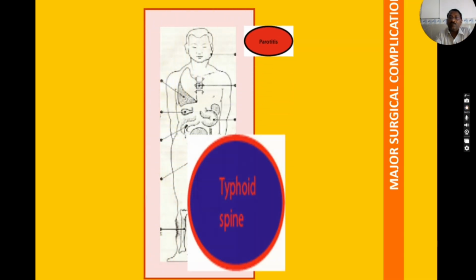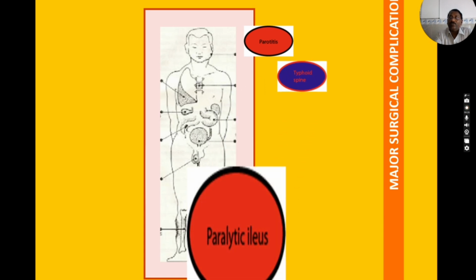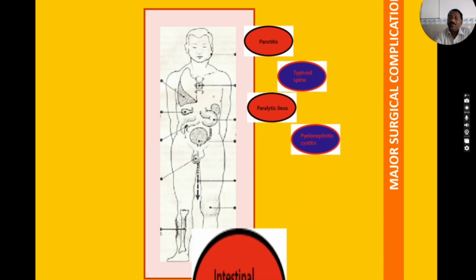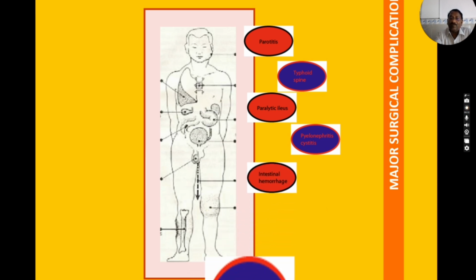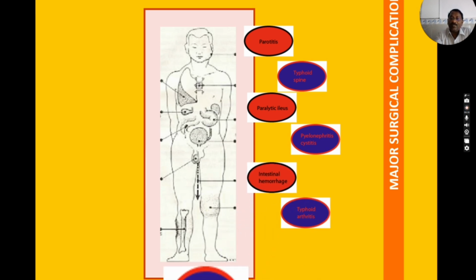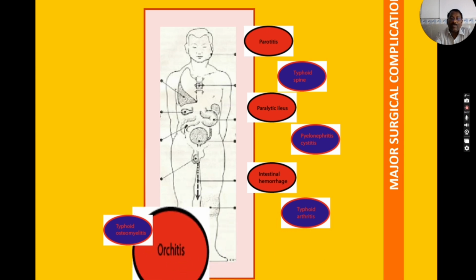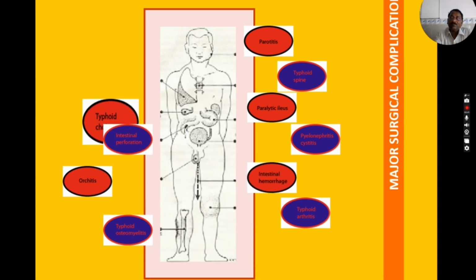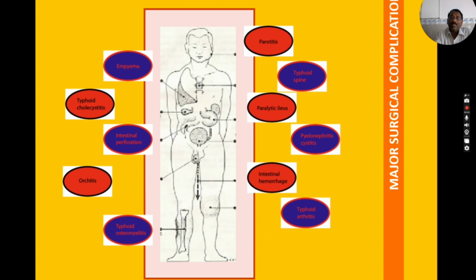So these are surgical complications: parotitis, typhoid spine, paralytic ileus, pyelonephritis and cystitis, intestinal hemorrhage, typhoid arthritis and typhoid osteomyelitis, intestinal perforation, cholecystitis, empyema. See how many medical and surgical complications of typhoid fever there are. These are very, very common.